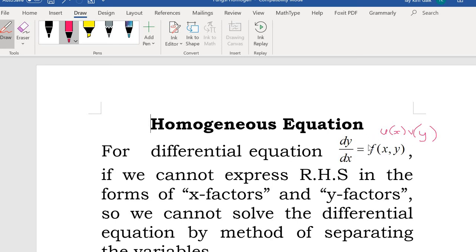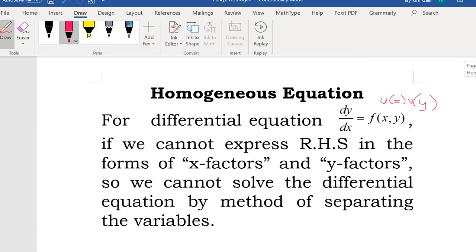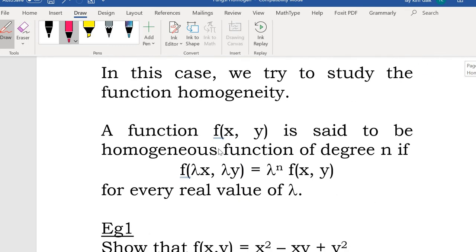However, if your f(x,y) is not in the product form of u(x) and v(y), this is not a separable equation, then we can try to study the homogeneity of a function f(x,y). To study the homogeneity of a function, what you need to do is replace the x by lambda x, y by lambda y, and if you can prove it is equal to lambda power n f(x,y), this is what we call a homogeneous function of degree n.